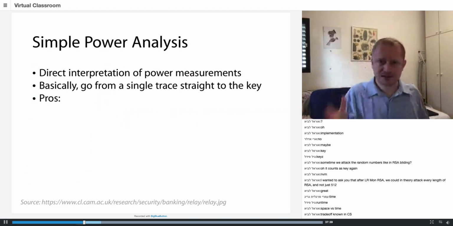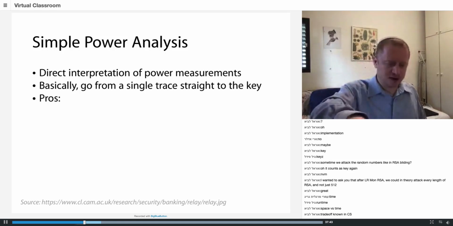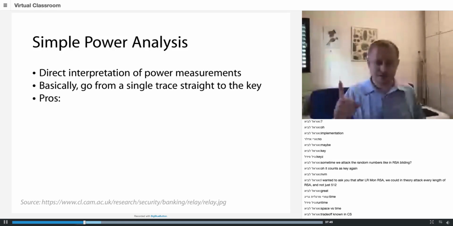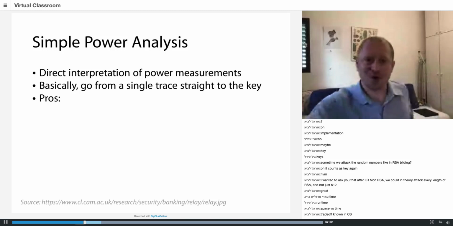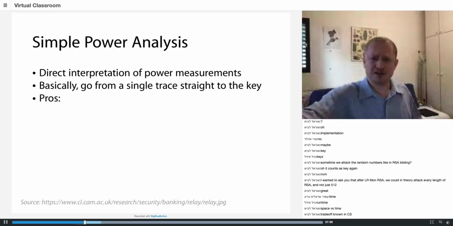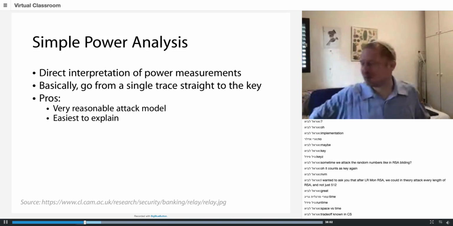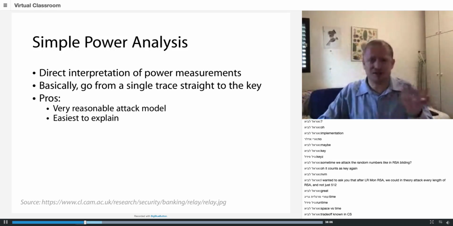I take the device, I measure the trace, I analyze the trace, one trace, I get the key. Great. So, why? Let's talk about the properties of this attack model. So first of all, it's very reasonable. It's reasonable to assume that I can measure my device under test doing one encryption.